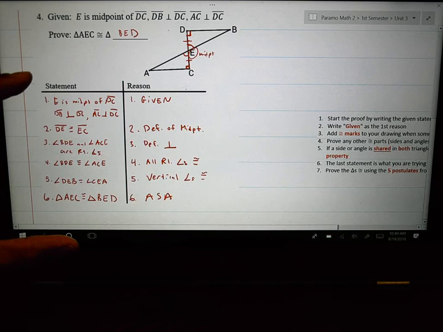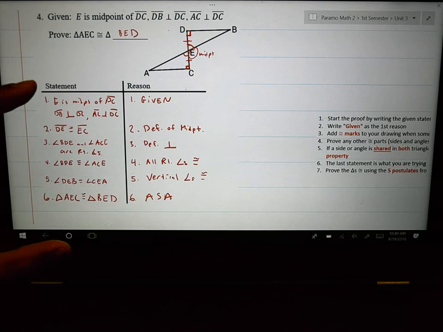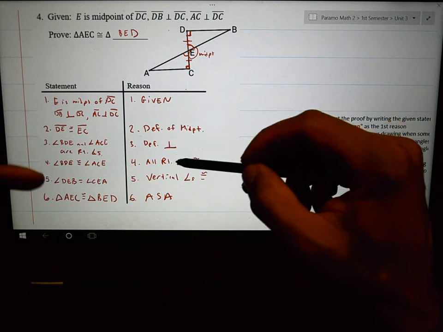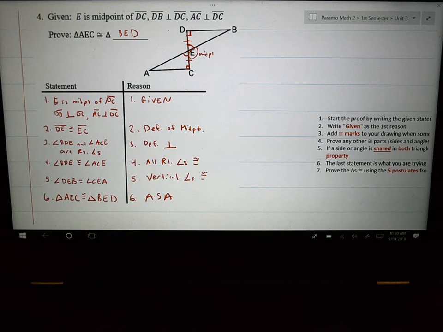This is our longest proof yet. Some proofs are a lot longer. Some proofs take 6, 7 steps. Sometimes you only need 3 steps. But what we had to do was figure out all these things that were congruent so we can say that it was angle, side, angle. We'll stop your notes right there.